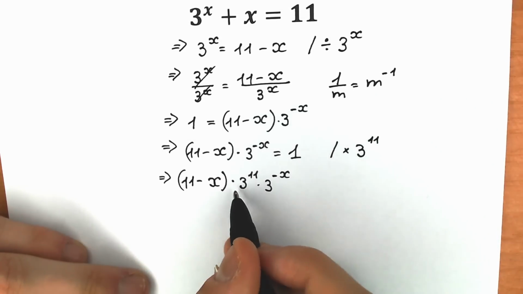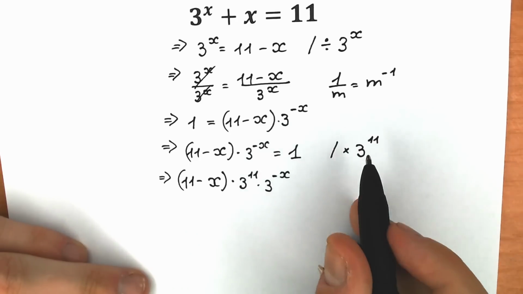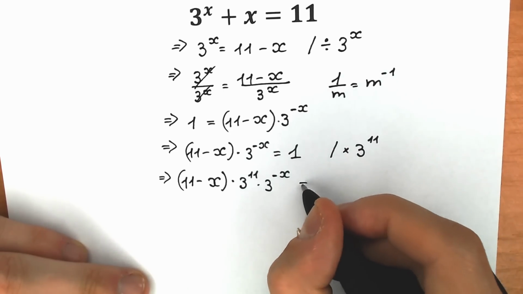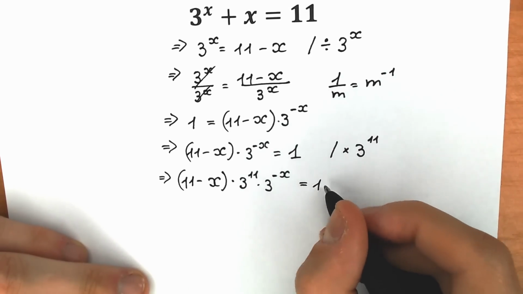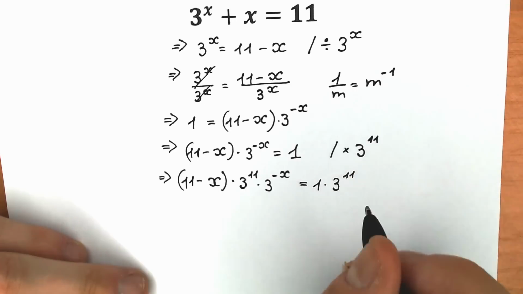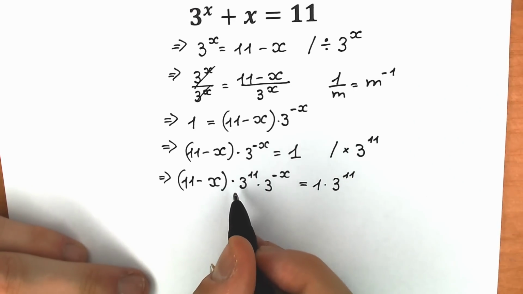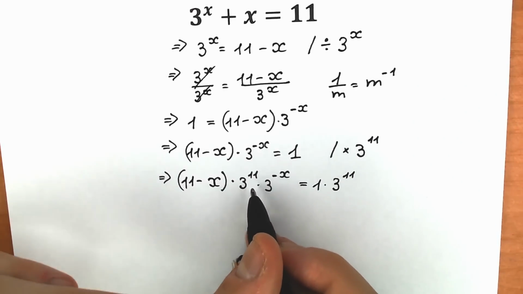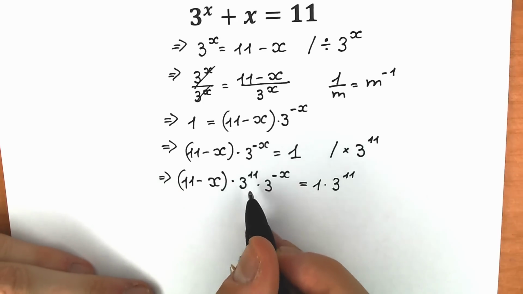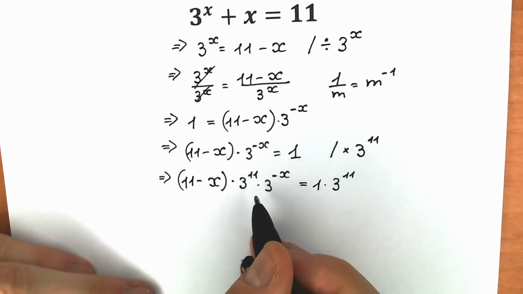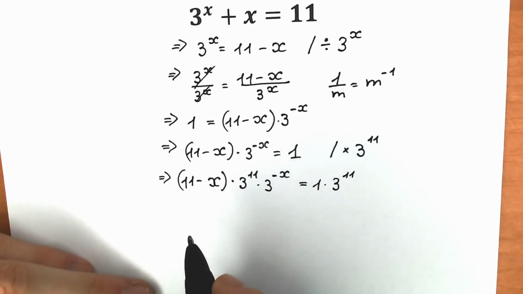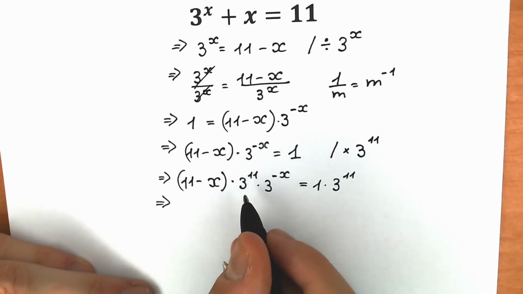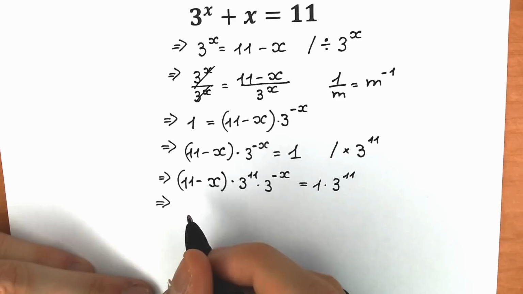So as you can see, we just multiplied the left side by 3 to the power 11, and equal to, what do we have right here? 1 times 3 to the power 11. And right now, let's look closely right here. We have the same base but different powers, and it doesn't matter, when we have multiplication of the same bases with different powers, we can easily add our powers. Okay, so that's why I multiplied both sides by 3 to the power 11.